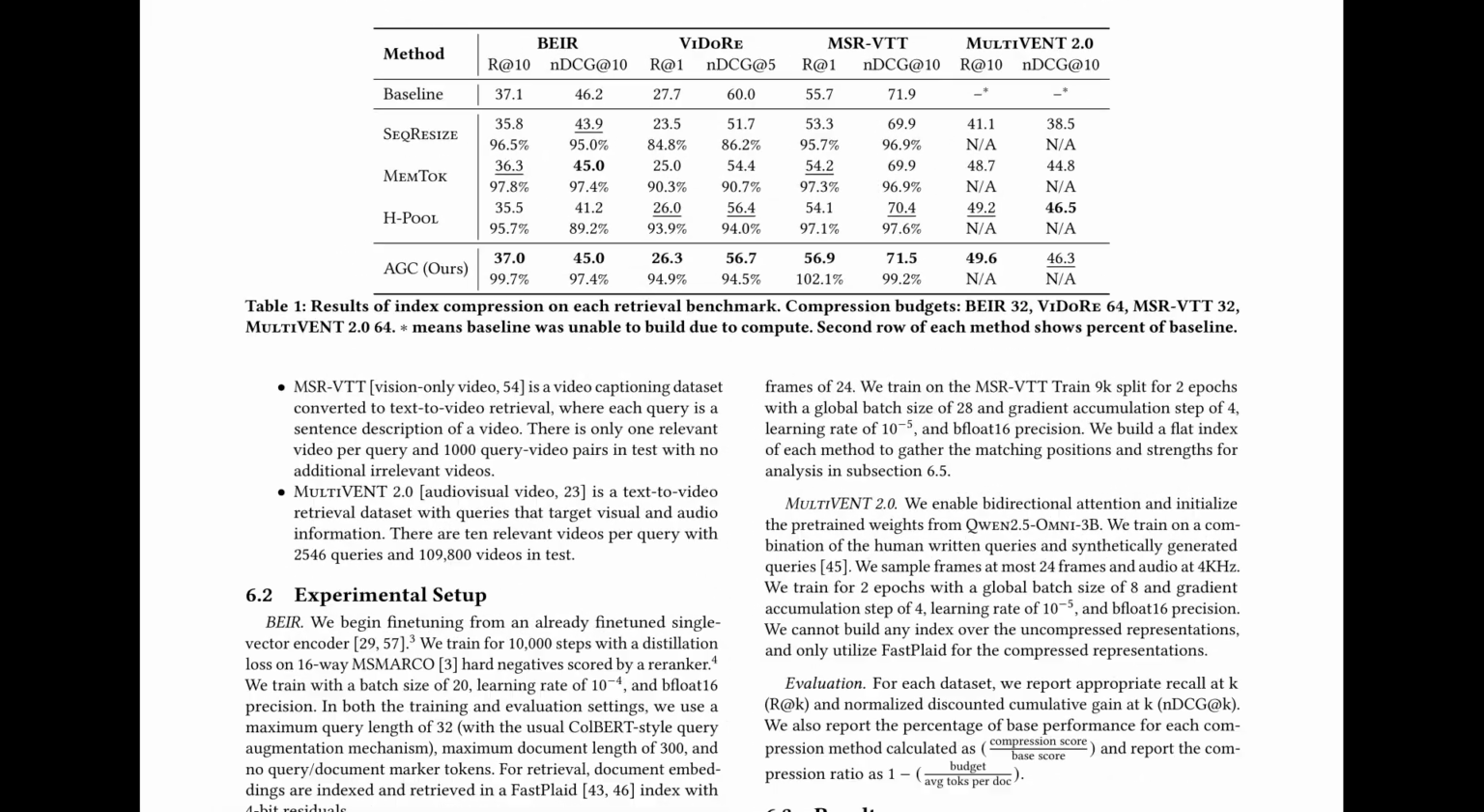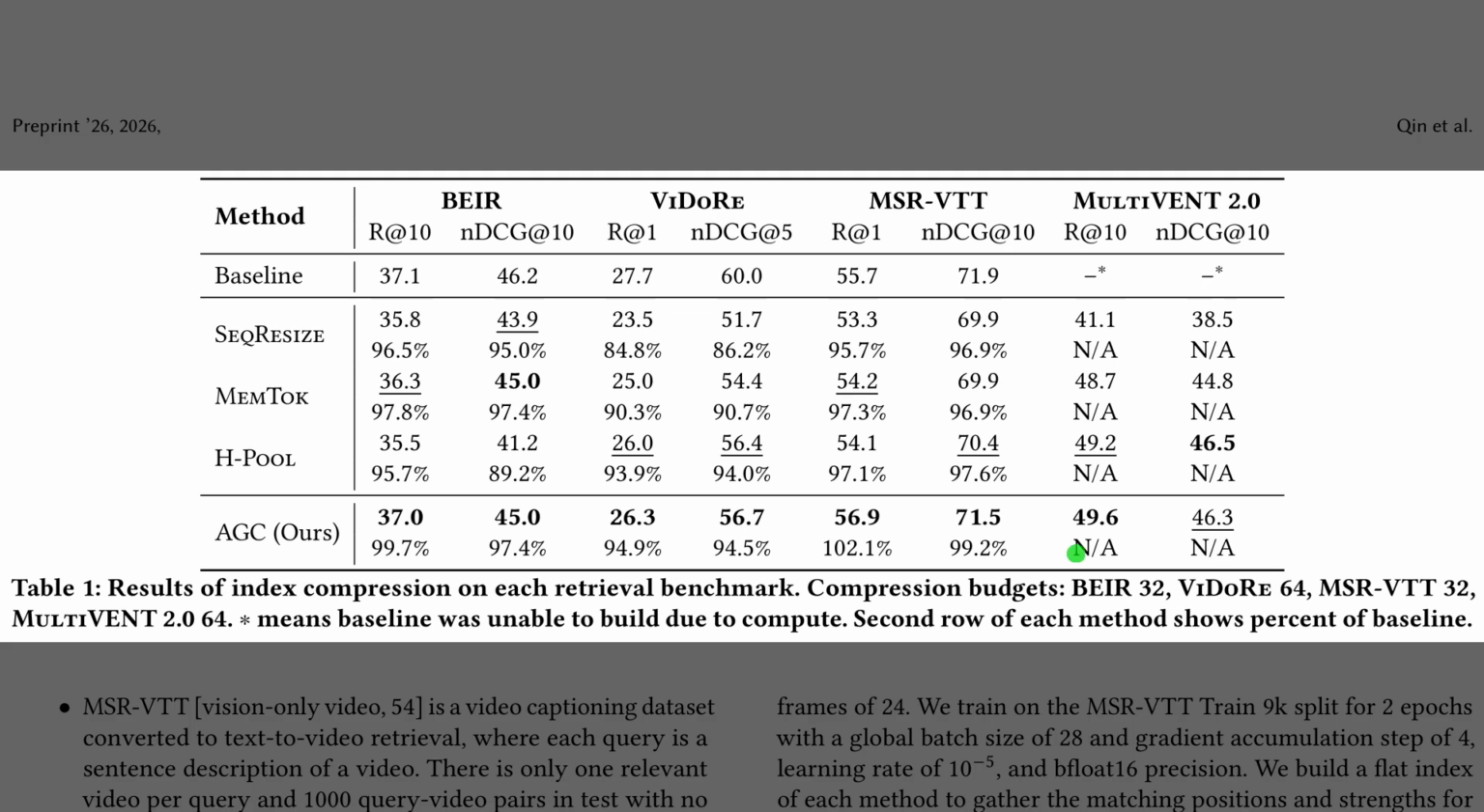So, Table 1 details the performance across text, visual documents, and video retrieval benchmarks. The rows list the different compression techniques with the author's attention-guided clustering at the very bottom. What stands out immediately is the MSRVTT column. Here, the compressed model actually scores higher than the full uncompressed baseline, reaching over 102% of the baseline's recall. This confirms that compression effectively denoises redundant video data.